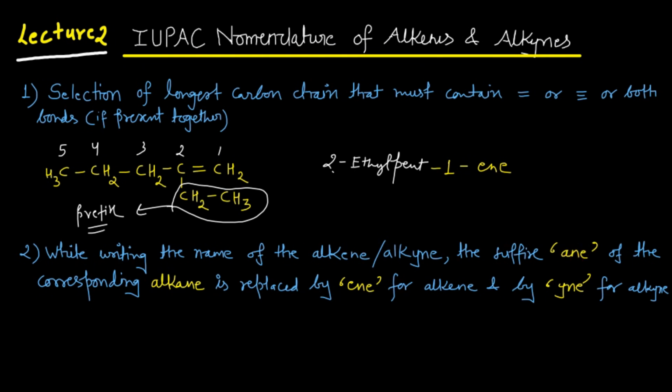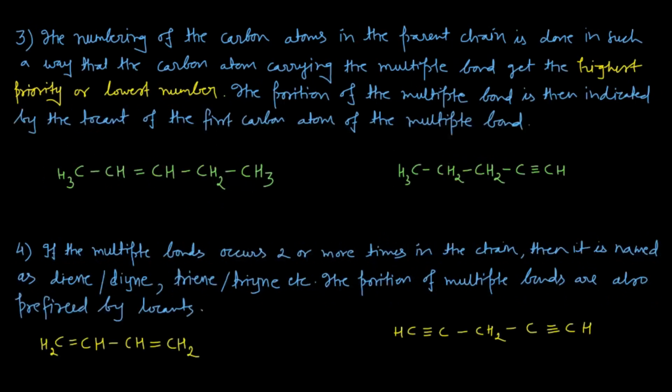And when you have the alkene, then what you have to do? Then the ane of this alkane would be replaced by the ene if your compound is alkene, as I did here, right? But if, say for example, this triple bond was there, then we had to write yne, that is alkyne for that triple bond, right? So again, this point number 2 I have covered in my first example. Now the next very important rule, the rule number 3, right? Here you can see this is my chain and this is another compound.